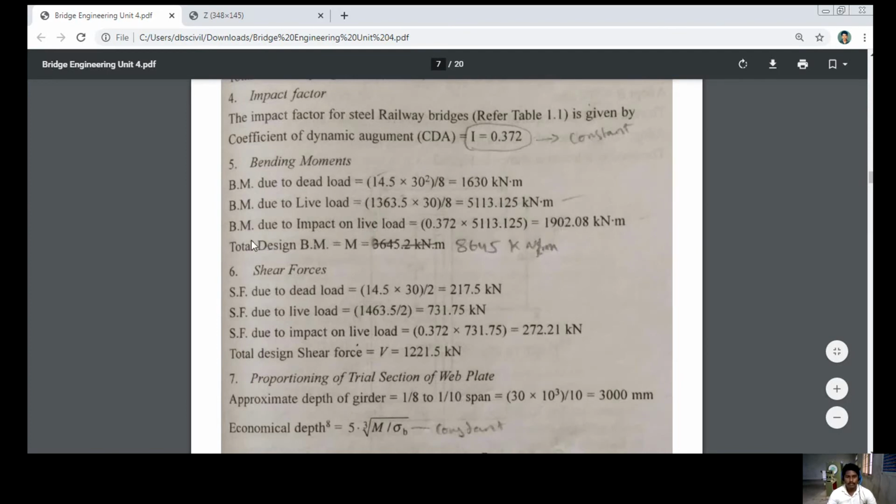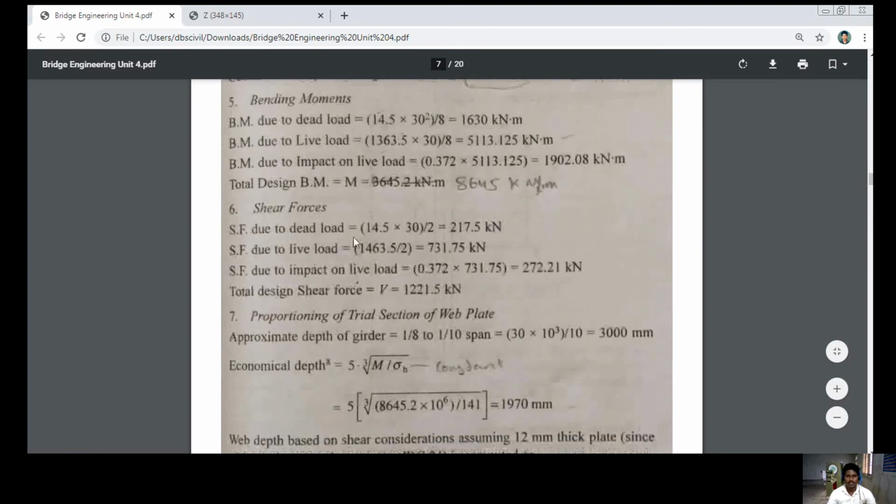Next, the total design bending moment is the addition of all of this, which is 8645 kilonewton meter. And please don't follow what's written in the textbook. 3645.2 kilonewton meter is wrong. It's 8645 kilonewton meter.